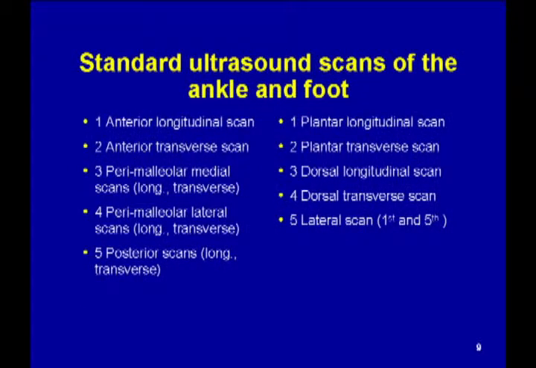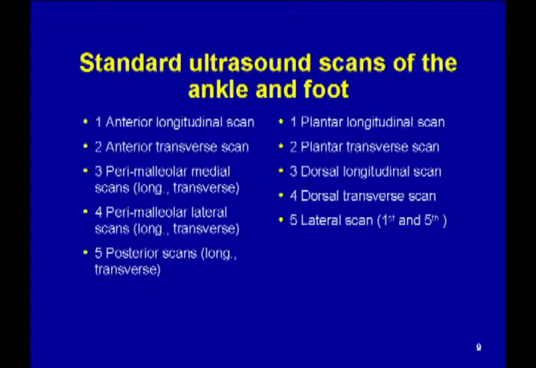There are several scans that are usually performed to evaluate both the ankle and the foot, and they are outlined here. The anterior longitudinal scan, the anterior transverse scan, and then we will actually look at the different parts of the ankles as far as the malleolar regions. You have the medial aspect, both the longitudinal and transverse, and then the lateral aspect, again, looking at a longitudinal and a transverse orientation. The posterior scans we'll look at also in the longitudinal and transverse aspects. The plantar scans, we'll see there are two quick and easy scans to obtain, and then also we'll look at the dorsal longitudinal and transverse scans.